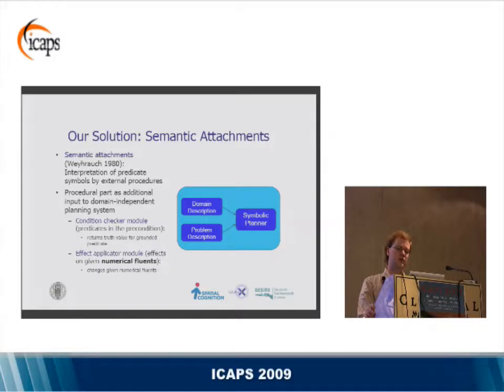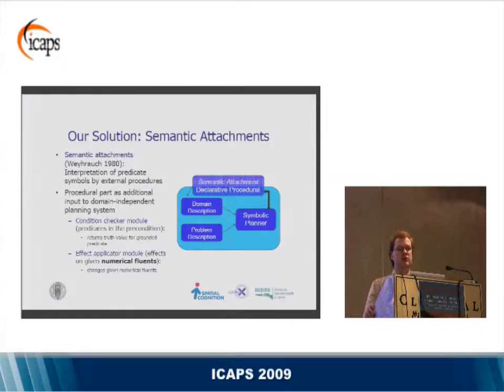So how this looks is normally, when you have a planning system, you have your symbolic planner, and you have a domain description and a problem description. When you plug those together, you get a symbolic plan. What we add to this is a semantic attachment, which has two parts. The one is the declarative part. This goes into the domain description.